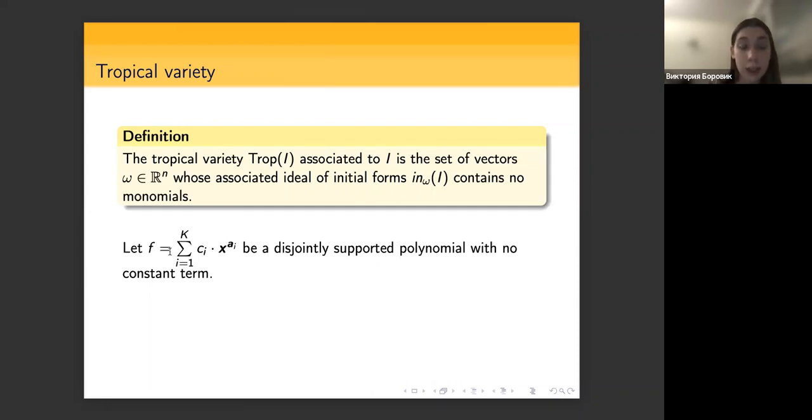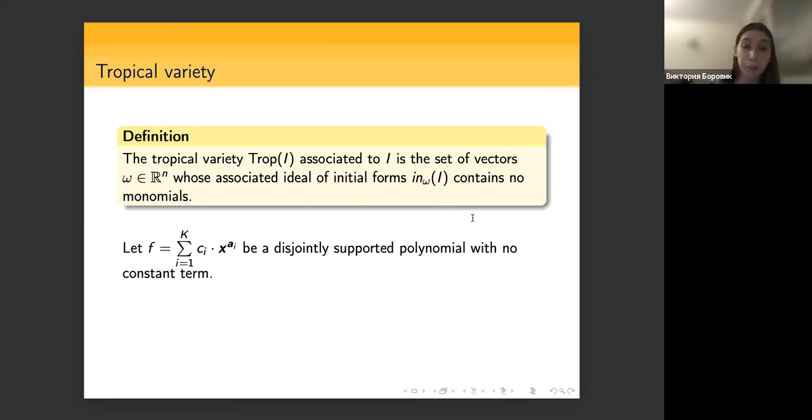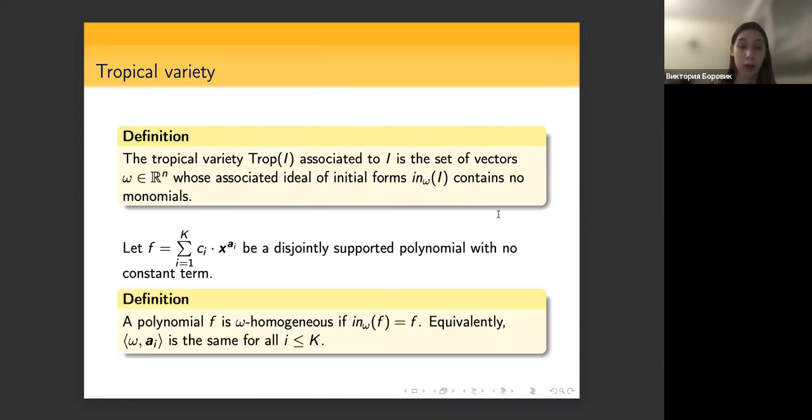And let me consider an ideal in the polynomial algebra. And let me consider a polynomial F, a disjointly supported polynomial with no constant term. I need one more definition. A polynomial is said to be omega-homogeneous if its initial form associated to omega equals F precisely, or equivalently, every inner product of omega with an exponent vector in F is the same for all i. If we consider omega the vector of all ones, it will be the usual homogeneous polynomial.